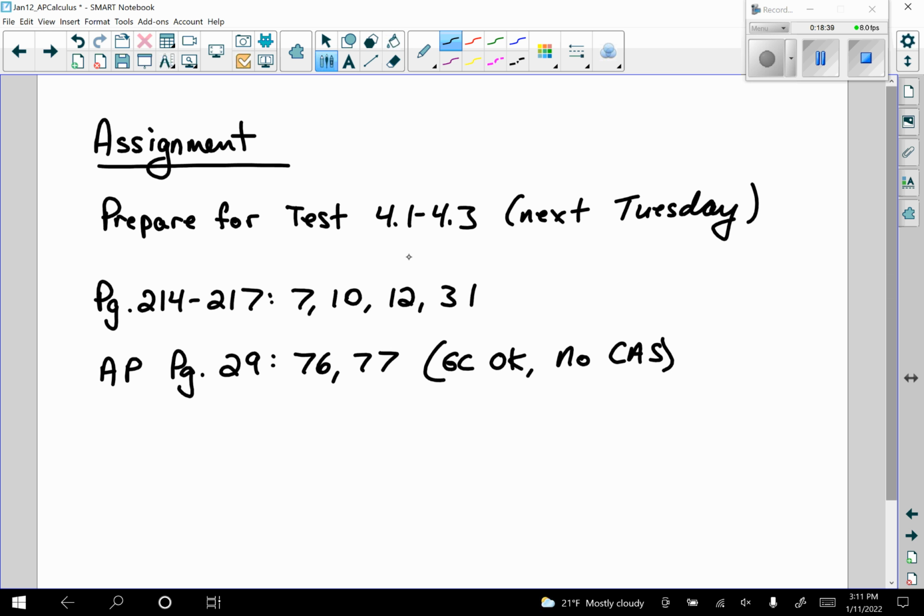And then 4 more problems from this section: 7, 10, 12, and 31. And then for the AP practice problems on page 29, 76, and 77. Again, you can use the graphing calculator, just no CAS features. As always, guys, just let me know if you have any questions.